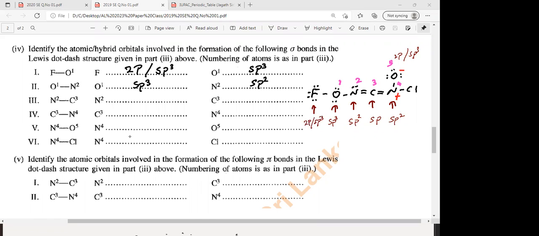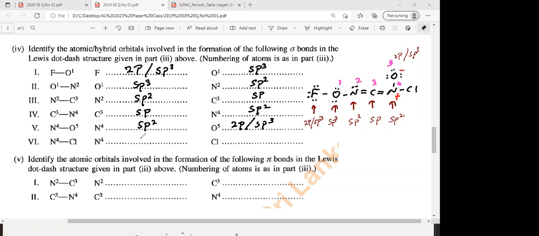You can mark with a red pen those who have done this at home. Number 3, you can write sp2. This C3 will be SP, and again C3 will be SP, N4 will be SP2, and N4 will be SP2, O5 will be 2PO SP3. No need to write both, one is enough, either 2PO SP3.